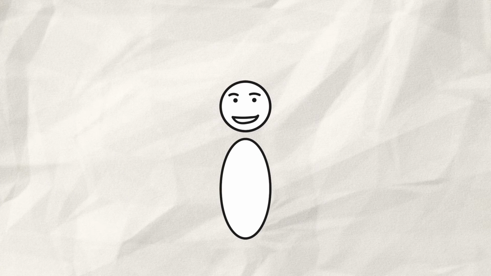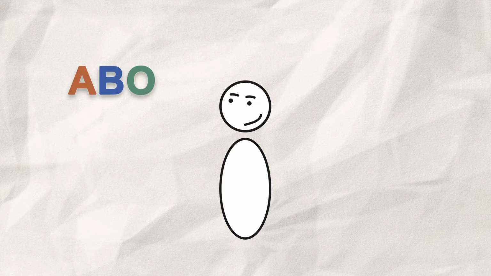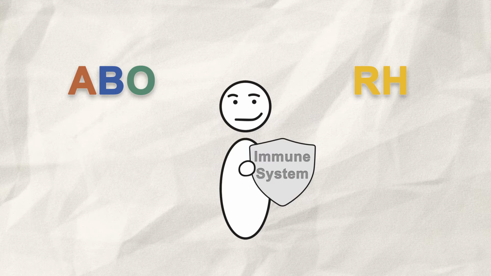I mean, shouldn't our blood work for everyone the same way? But we are still categorizing our blood in types, most notably the ABO system and the Rh factor. Well, the answer is actually found in our immune system. But since this video is not about our complex immune system, I will simplify it a little.